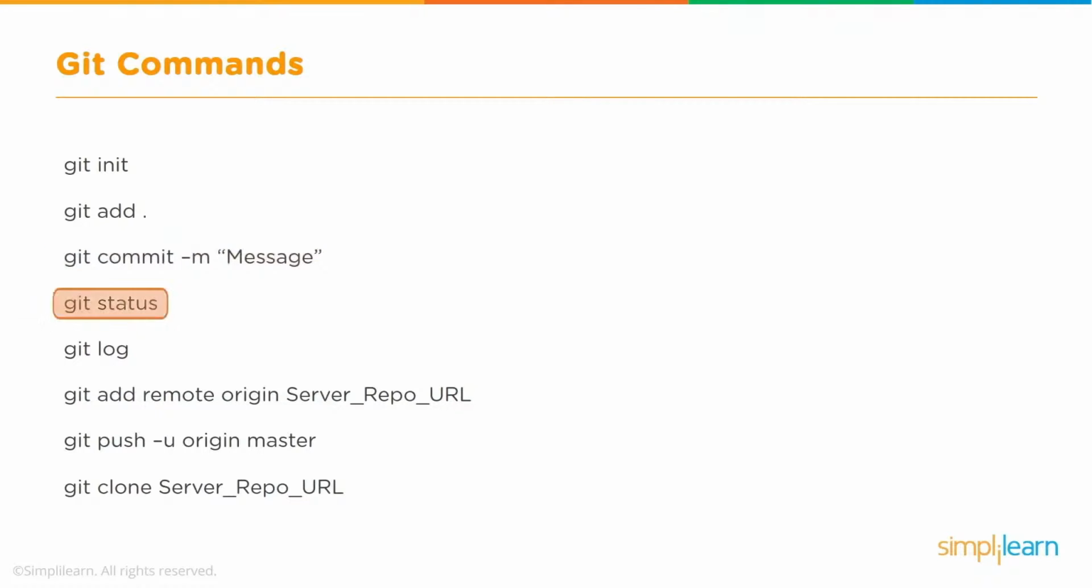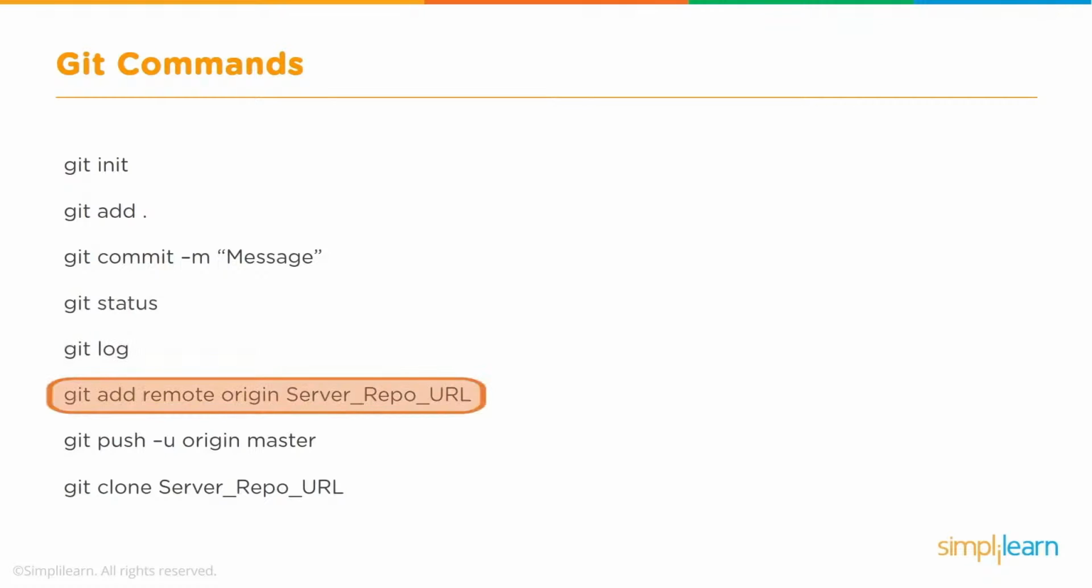Git status will give you the status of all the files and folders, any file that got added, any file that got created, any file that was deleted, all the status of the files will be obtained using the git status command. Git log will show you all the commit history with the latest commit showing up on top.